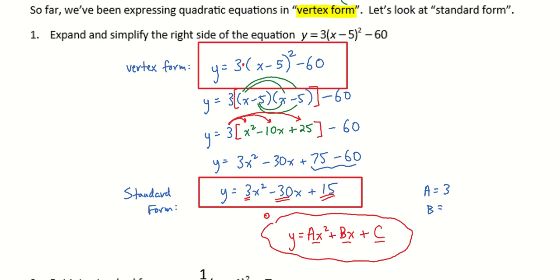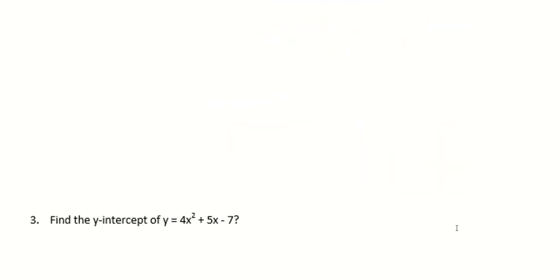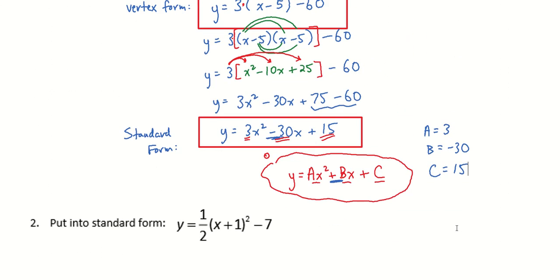B would be, well, notice it's plus some number. Well, the number that would have to be added to look like subtracting 30 would be negative 30. And C would be positive 15. Okay? But that's generally what standard form is. Now, is that useful for much? Not a whole lot when it comes time to graphing. Okay? There is one thing that it's useful for, which I will get to in a moment.